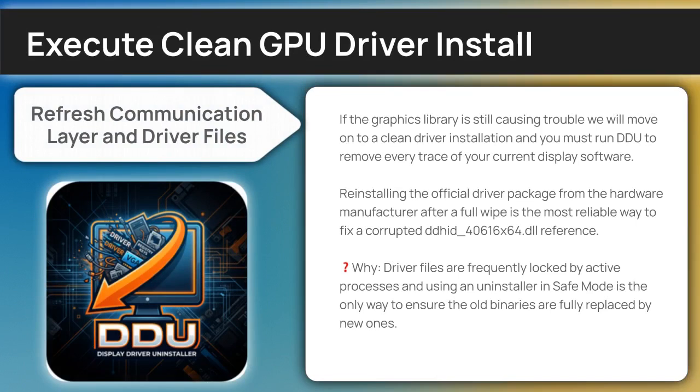If the graphics library is still causing trouble, we will move on to a clean driver installation, and you must run Display Driver Uninstaller, known as DDU, to remove every trace of your current display software. Reinstalling the official driver package from the hardware manufacturer after a full wipe is the most reliable way to fix a corrupted DLL reference. Why are we doing this? Well, driver files are frequently locked by active processes, and using an uninstaller in safe mode is the only way to ensure the old binaries are fully replaced by new ones.